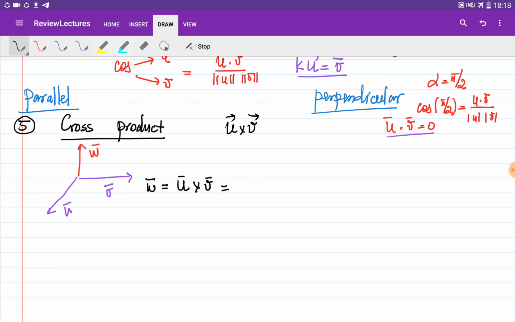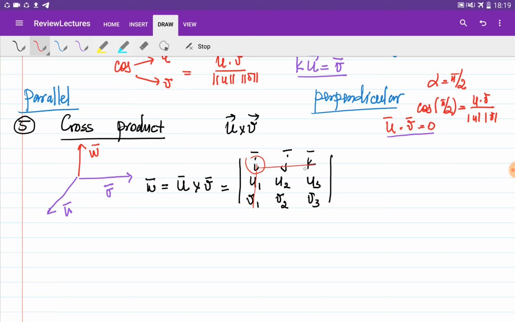And this can be obtained by finding the determinant of the 3×3 matrix. On the first row, we need to always write i, j, k. On the second row, we are going to write down the components of the first vector. And on the third row, we're going to write down the components of the second vector. Then we need to find the determinant.